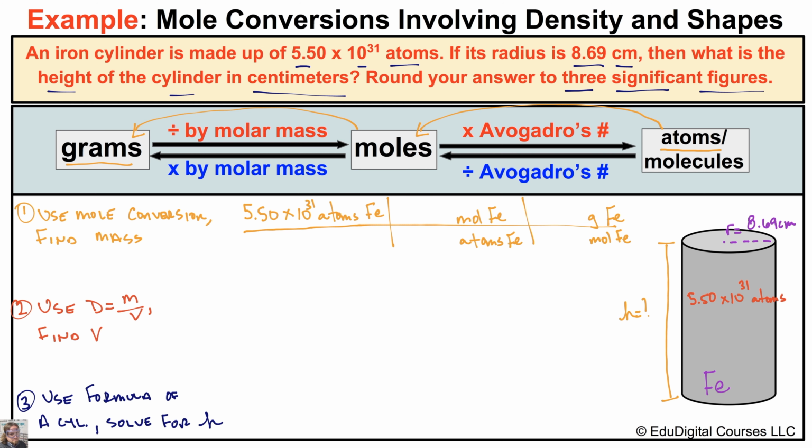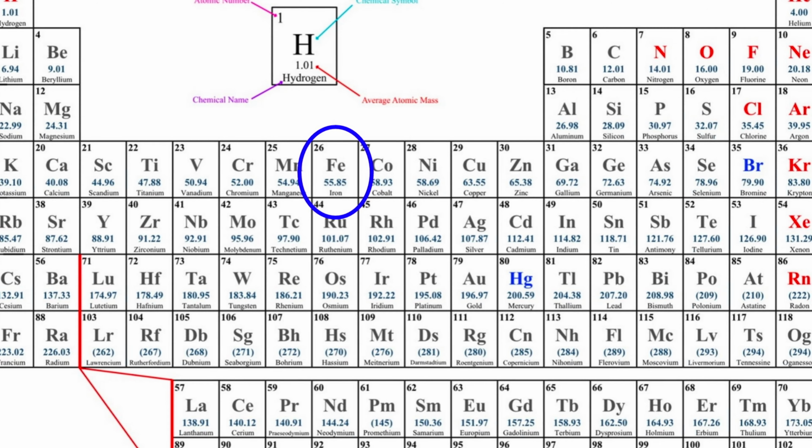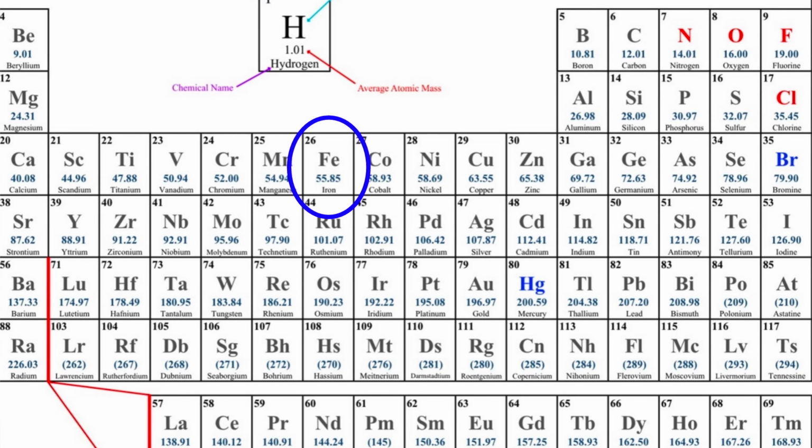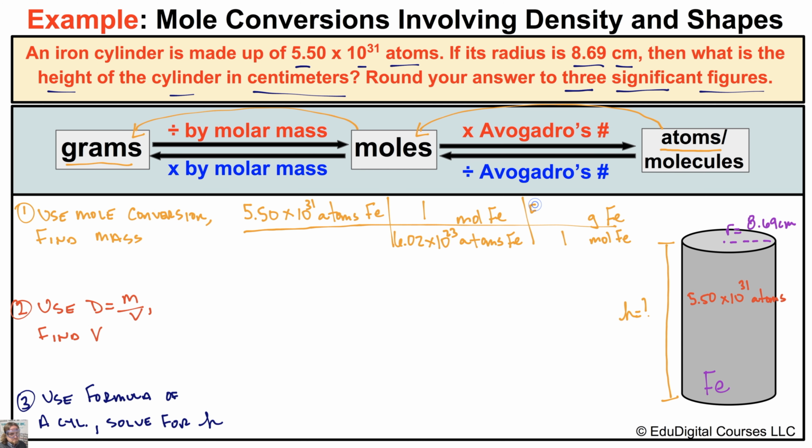So now, what's the relationship that exists right here? What do we put in these empty spaces, in other words? Well, we know that 1 mole is equal to 6.02 times 10 to the 23rd atoms. And if we take a look at the periodic table, like the one that just popped up on the screen in front of you, we know that 1 mole of iron is 55.85 grams of iron.